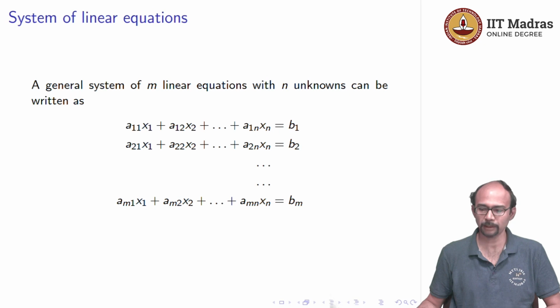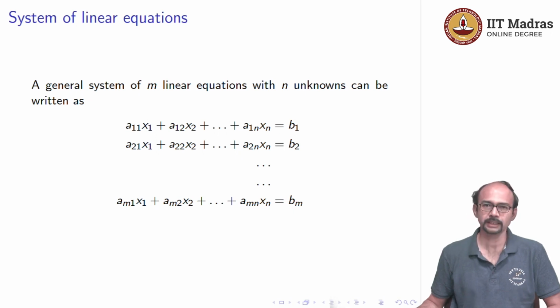A general system of m linear equations with n unknowns is like this: a11 x1 plus a12 x2 plus up to a1n xn is b1, and then all the way up to am1 x1 plus am2 x2 plus up to amn xn is bm. So there are n unknowns, which are the xi's, and there are m equations. For each equation we have a constant on the right hand side. So for the ith equation, the constant is bi.